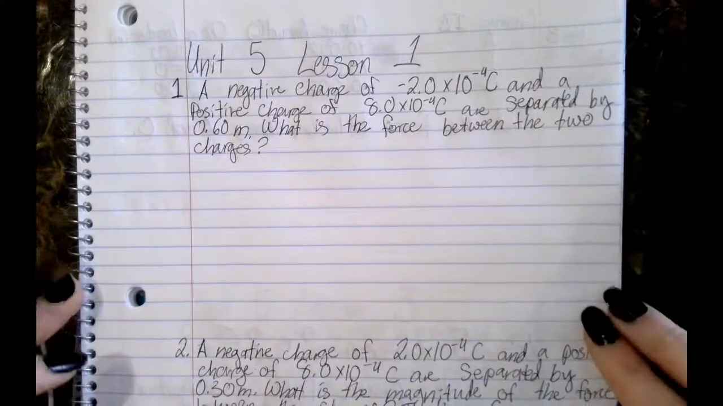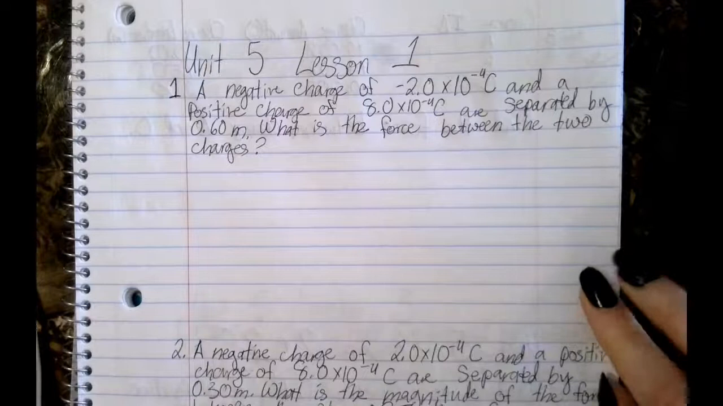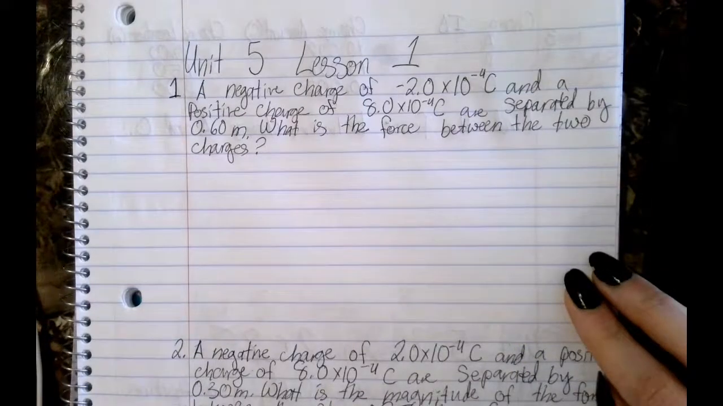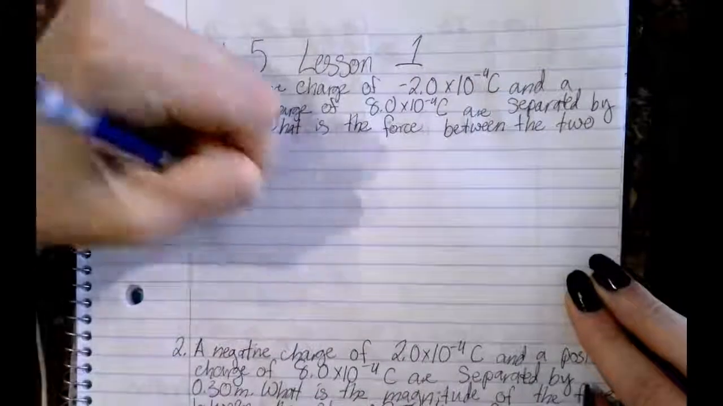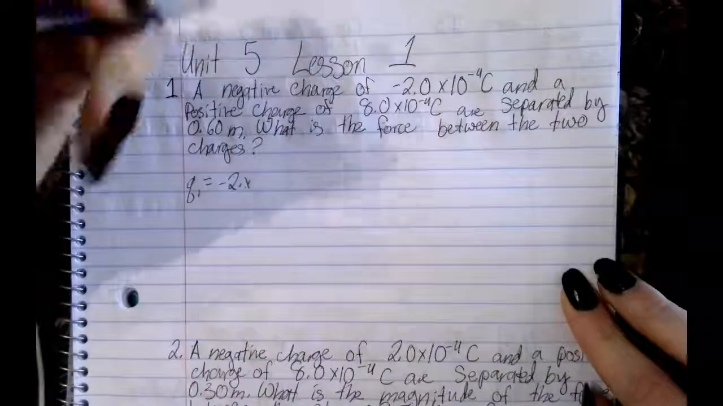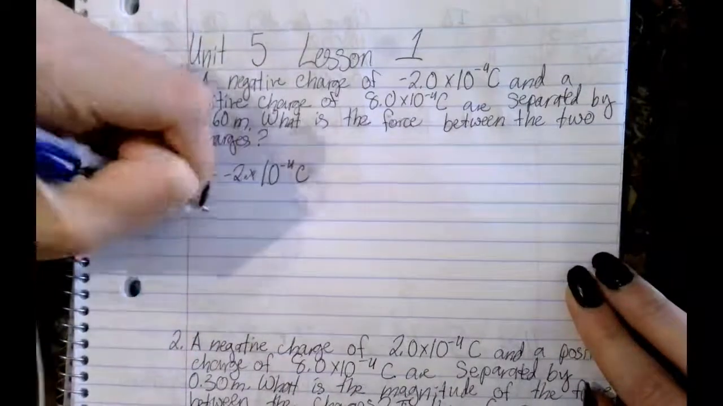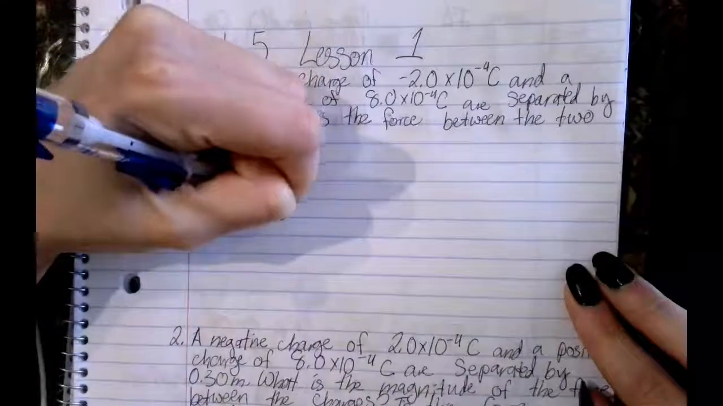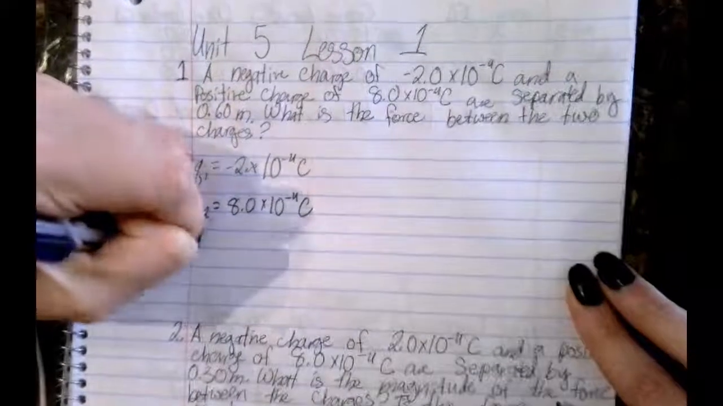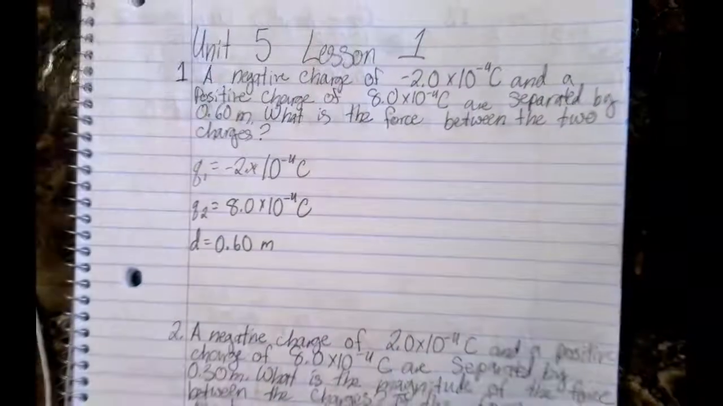So the first problem: a negative charge of negative 2 times 10 to the negative 4th coulombs and a positive charge of 8.0 times 10 to the negative 4 coulombs are separated by 0.60 meters. What is the force between the two charges? So let's start off. I'm given that I've got one charge, Q1, that's equal to negative 2 times 10 to the negative 4 coulombs. I've got another charge, Q2, of 8.0 times 10 to the negative 4 coulombs. And I've got a distance between them of 0.60 meters. And I want to know what the force is between the two charges.